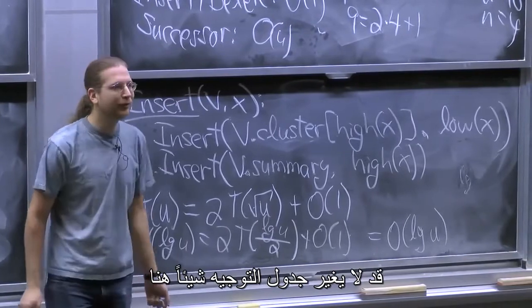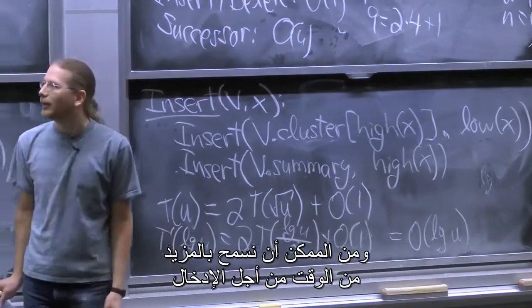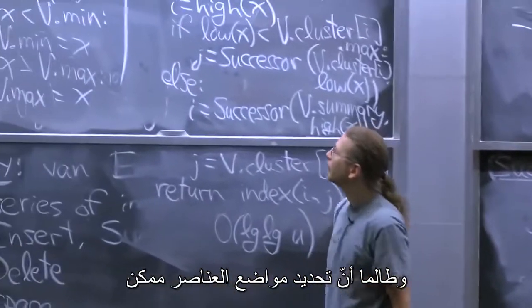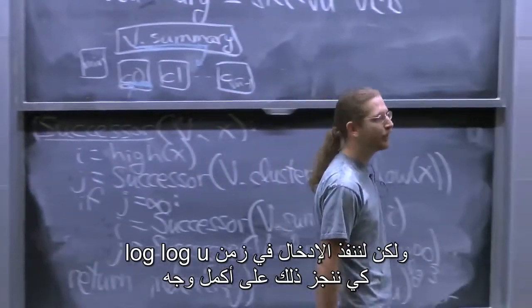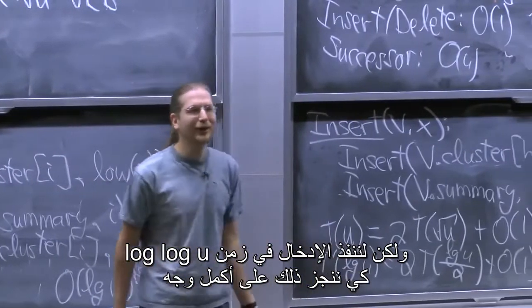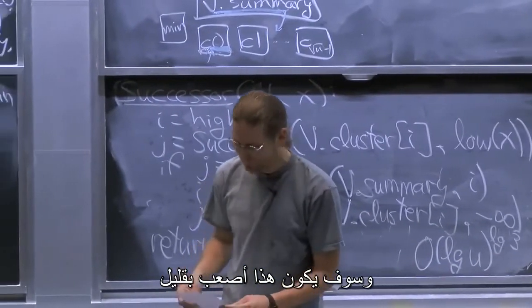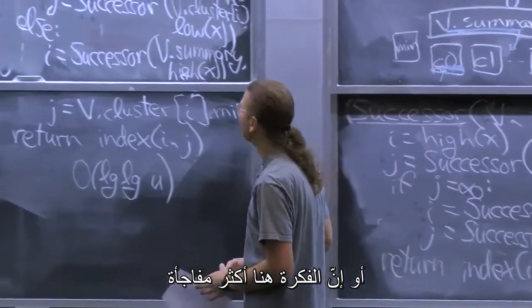Maybe your routing table doesn't change that often, so you can afford to pay some extra time for insert, as long as you can route packets really fast, as long as you can find where something belongs, the successor, in log u time. But for kicks, let's do insert in log u as well. This is going to be a little harder, or I would say a more surprising idea.